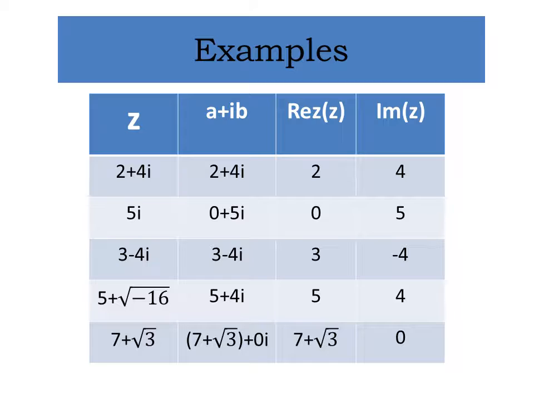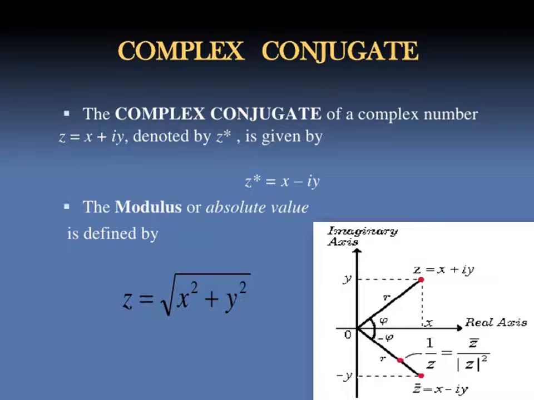Such a number is 7 plus root 3. Recognize it. The real part is 7 plus root 3 and the imaginary part is 0i. The imaginary part is not given here, but we consider it as 0i. I am giving an introduction here about the complex numbers.